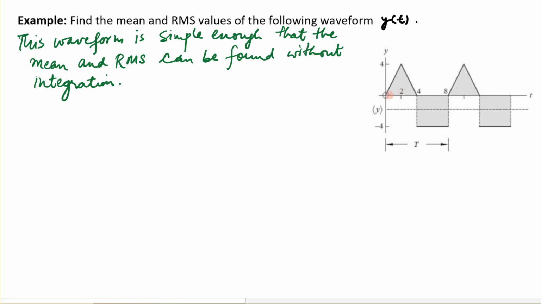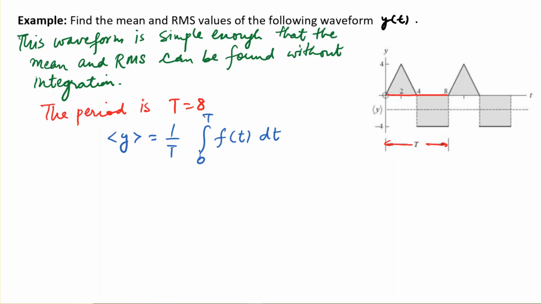The first thing is that in this case, the time period is 8 seconds if time is in seconds. And since the average value is given by 1 over T integral of f(t) from 0 to T, so if we want to figure out the average value of this waveform, that would be 1 over 8, so in place of T, we put 8, integral of f(t) dt, and f(t) is y(t) dt in this case.